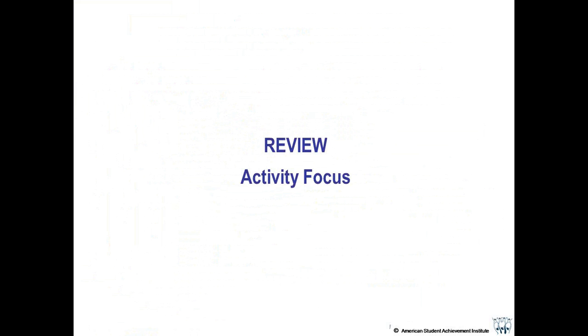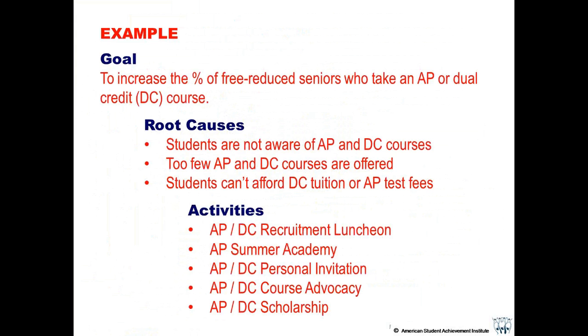Okay, so the next part of the review is to remind people what our activities need to focus on. So, for example, if we start at the bottom here, we're picking activities that will impact the root causes behind our goals. So if our goal is to increase the percentage of free and reduced seniors who are taking an AP or dual credit course, then we've identified these as being the root causes. So now we need to find activities that will address those root causes.